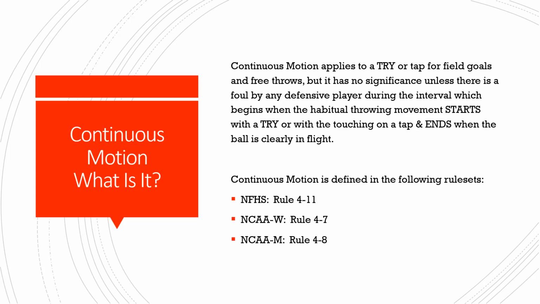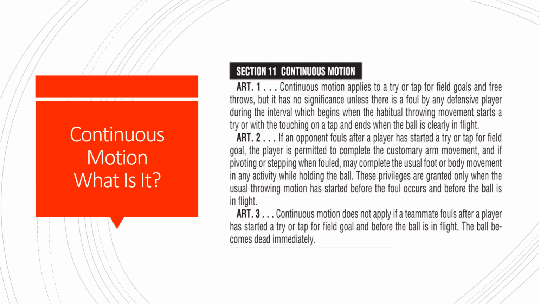Continuous motion is defined in the following rule sets. For National Federation of High School, it is defined in Rule 4-11. For NCAA women, Rule 4-7, and NCAA men, Rule 4-8. Per the National Federation of High School rulebook, this is a screenshot of the continuous motion rule.